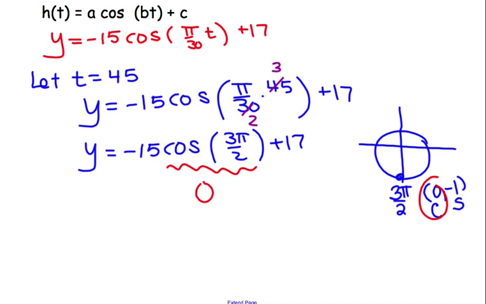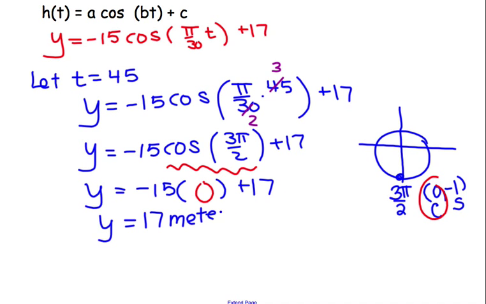Now let's see what happens to our equation. So y equals negative 15 times 0 plus 17. Negative 15 times 0 is 0, plus 17. We are at 17 meters. If we think back to just a little bit ago, we showed that graphically. Now we did it algebraically. All right, we'll do it one more time.